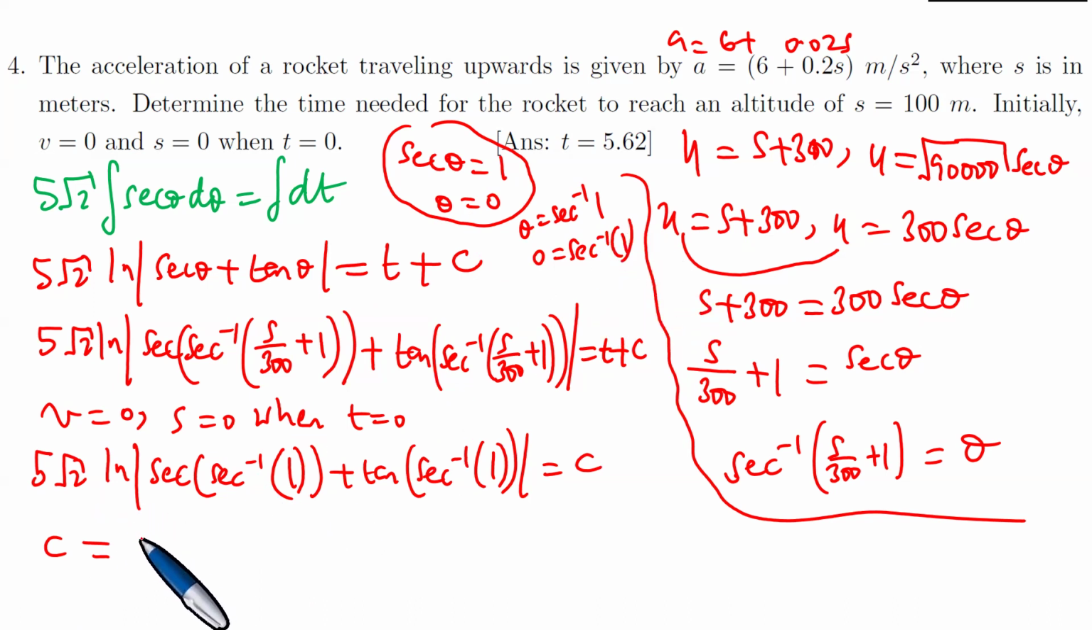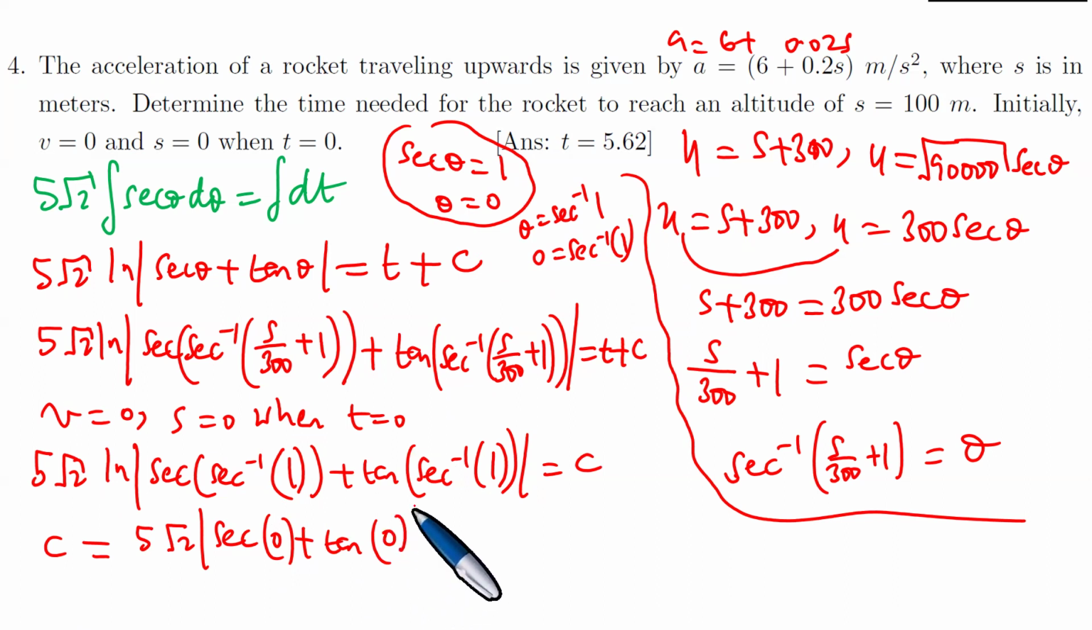And that means that we have 5 square root of 2, the secant of arcsecant of 1 is 0, plus the tangent. Arcsecant of 1 is also 0. And what is the tangent of 0? The tangent of 0 is 0. The secant of 0 is 1, which means that we have 5 times the ln of 1, and this is 0. And therefore, this means that c is equal to 0.